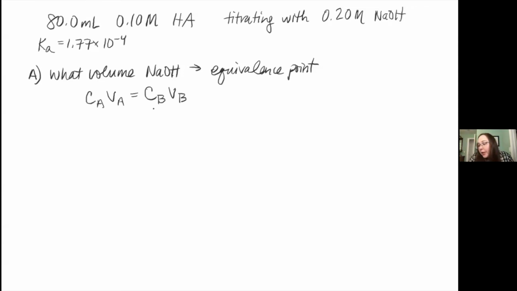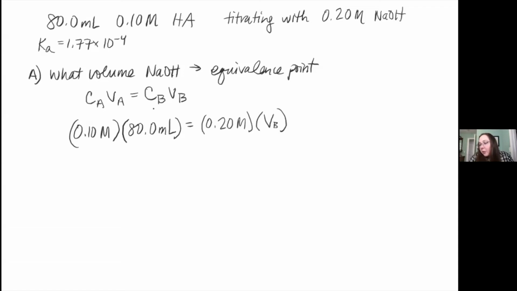Okay, so we know we've got 0.1 molar acid. We know the volume is 80 milliliters. And for our base, we know it's 0.2 molar, but we don't know what the volume is going to be. So we can solve for the volume, and it's going to end up being 40 milliliters. So that's how much base we have to add to get to the equivalence point. So in all the questions that are following, if we're before 40 milliliters, that means the acid is still in excess. If we're after 40 milliliters, we know the base is in excess. So that's just a good orientation to what's going on.